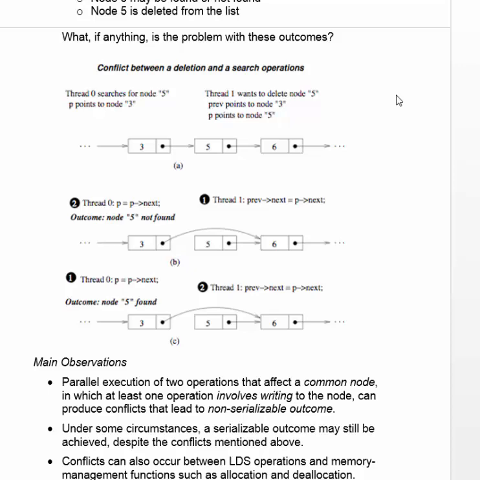It's also possible for conflicts to occur between linked data structure operations and memory management functions such as allocation or deallocation, and we really haven't considered those. I guess we've considered deleting nodes at the same time that other things are going on. So there are the basic building blocks for parallel operations, and next we're going to take a look at how this can be implemented in parallel.